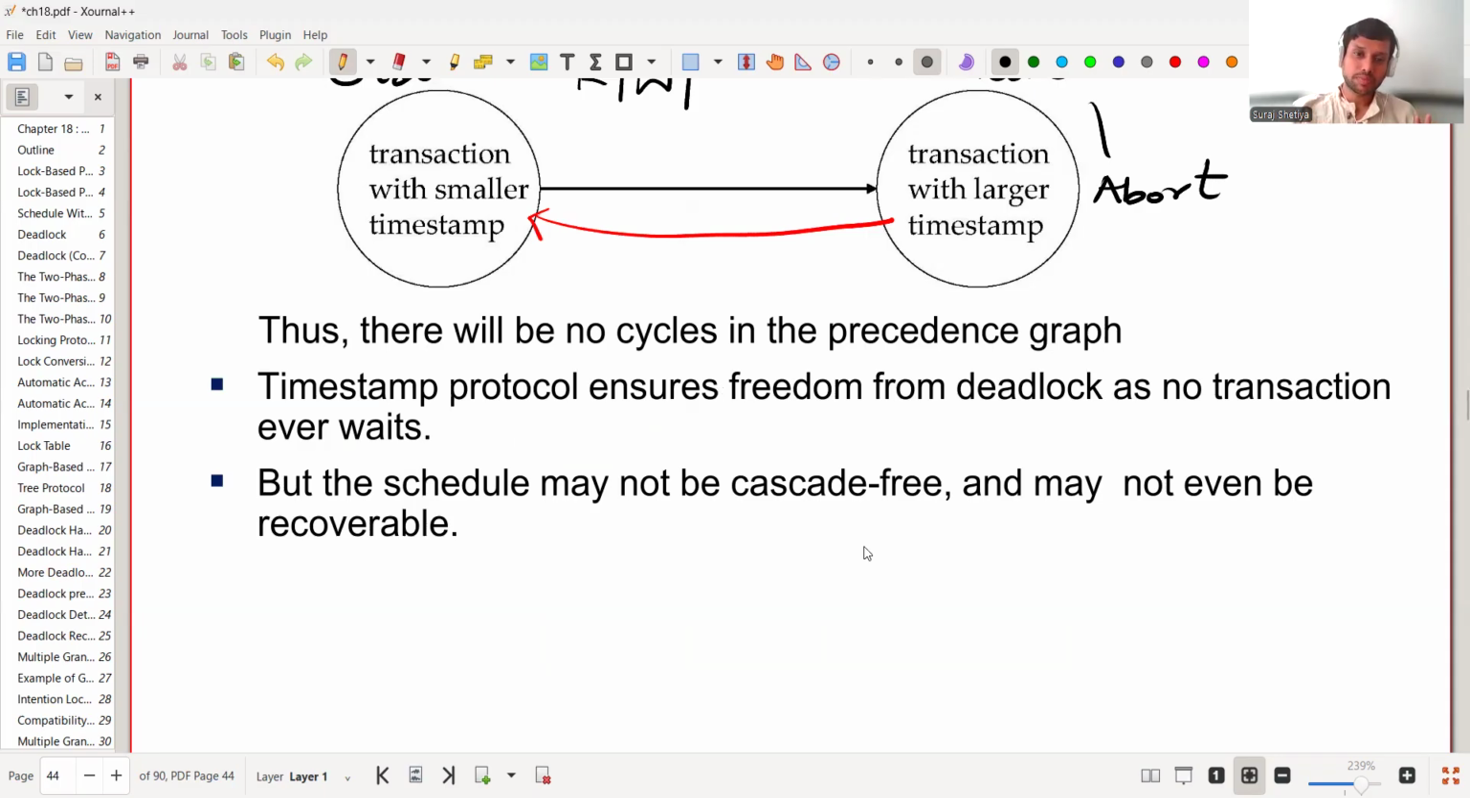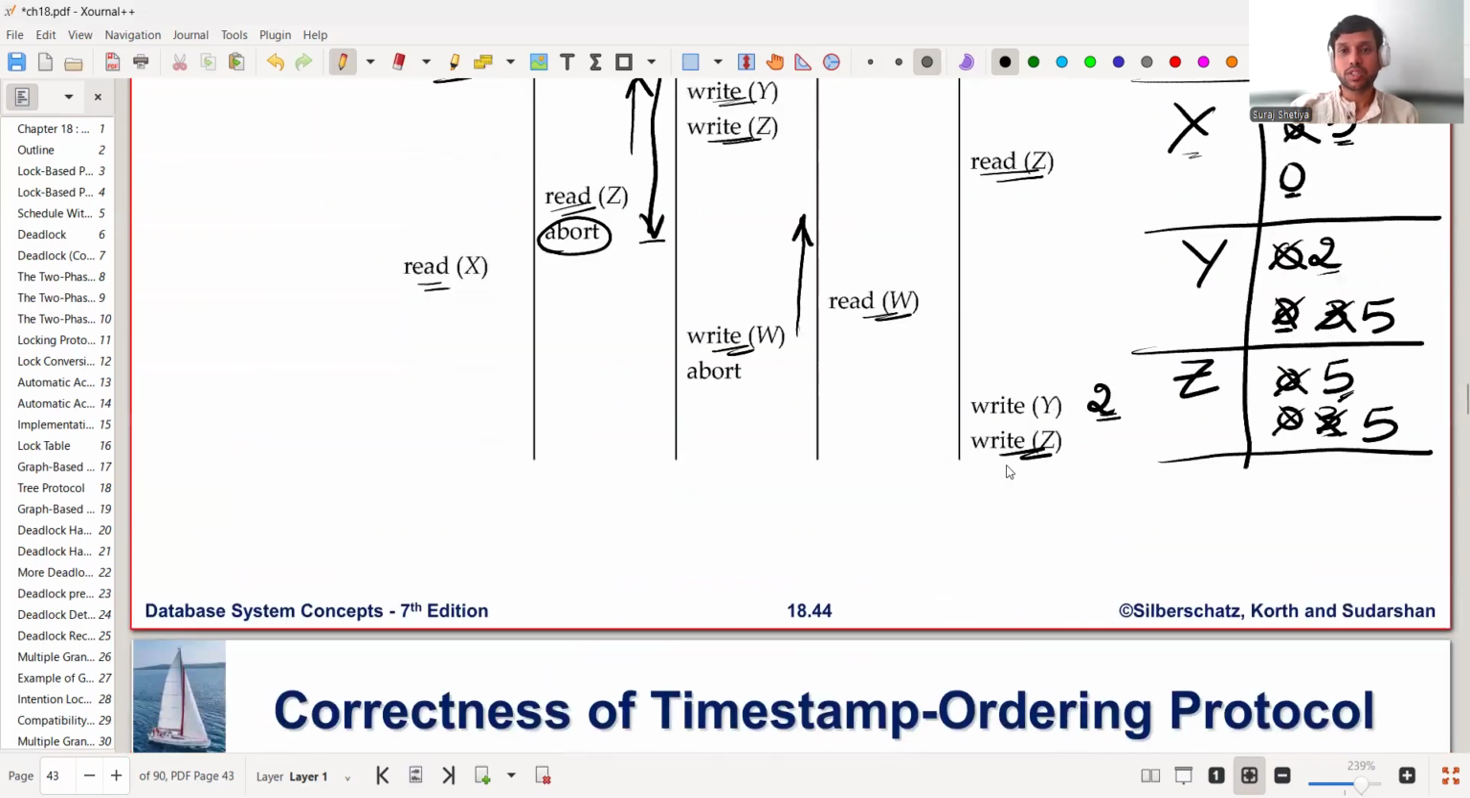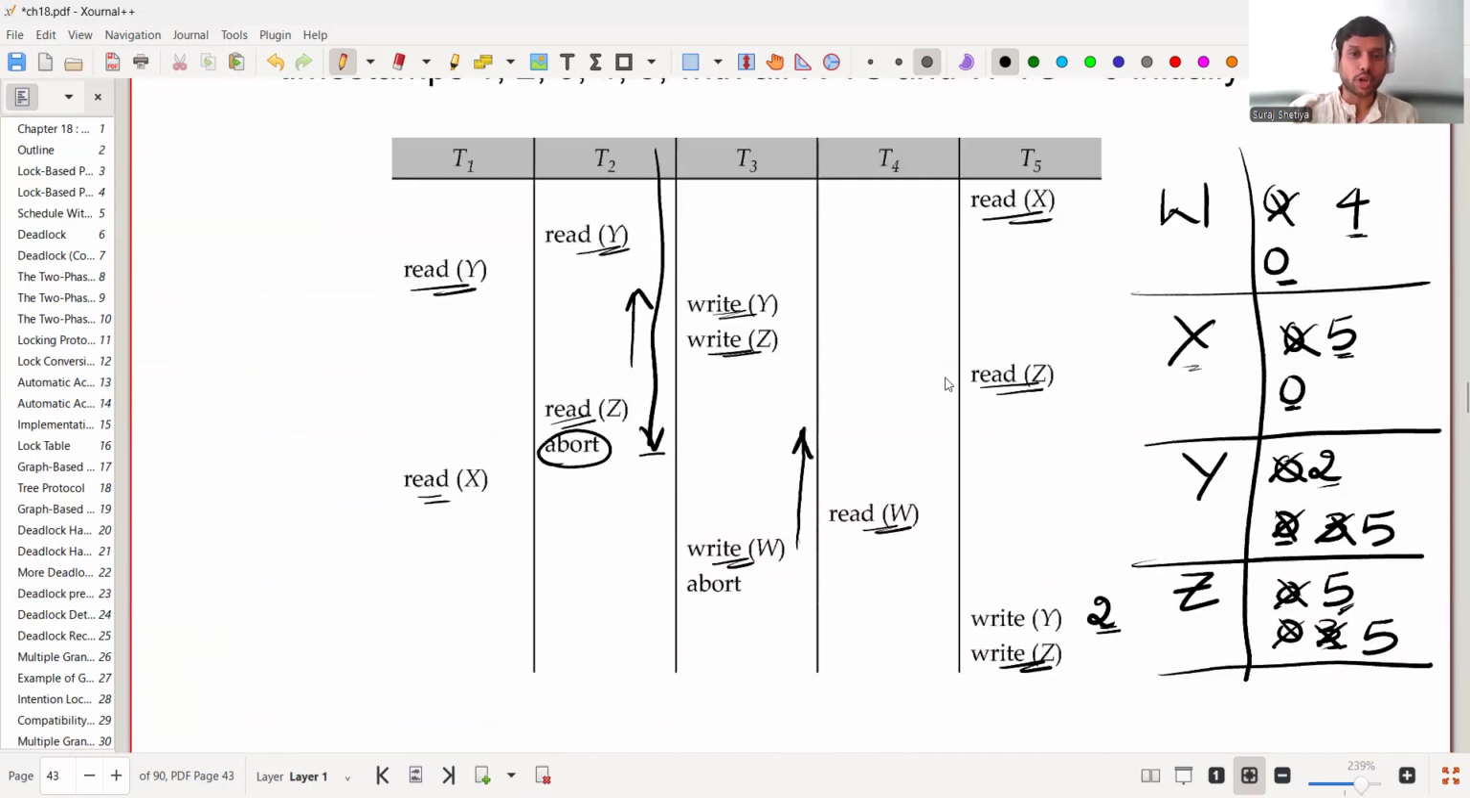Now let's argue about this. Is this schedule cascadeless, right? Are there cascading rollbacks? Cascading rollbacks, basically this whole notion that you have to abort one guy, you will have to abort some other guys, some other transactions that are dependent on these transactions, right? This whole notion is linked to recoverability. So let's argue about both these things, right? First of all, let's argue about this transaction that we just saw.